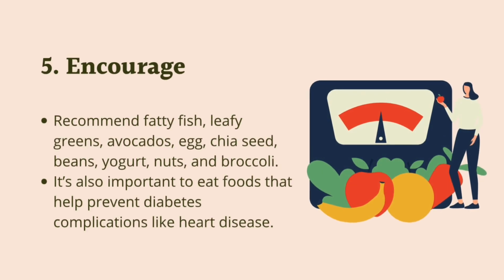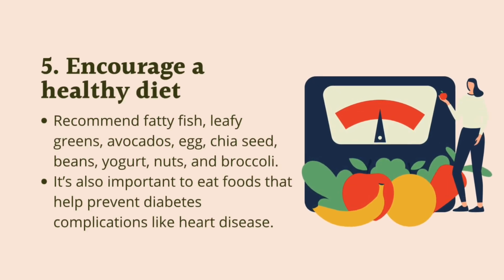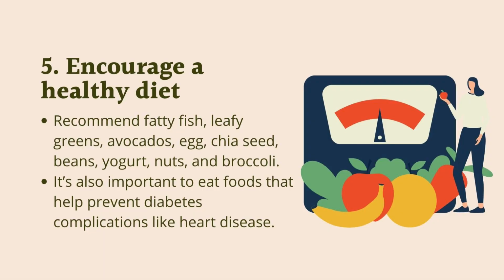Next is diet. It is very important that patients with diabetes or those with DKA have a modified diet and lifestyle. The main goal should be managing the blood sugar levels of the patient. So we have to recommend fatty fish, leafy greens, avocados, eggs, chia seeds, beans, yogurt, nuts, and broccoli. It is also important to eat foods that help prevent diabetes complications and heart diseases.